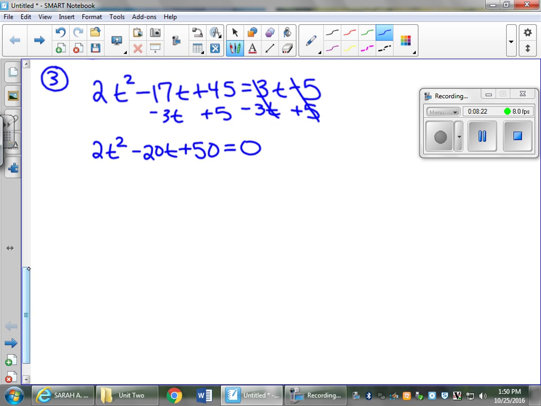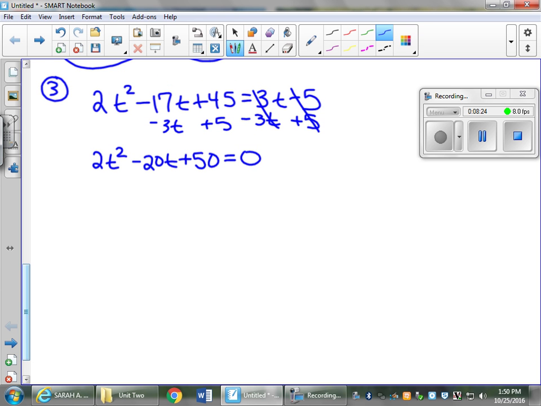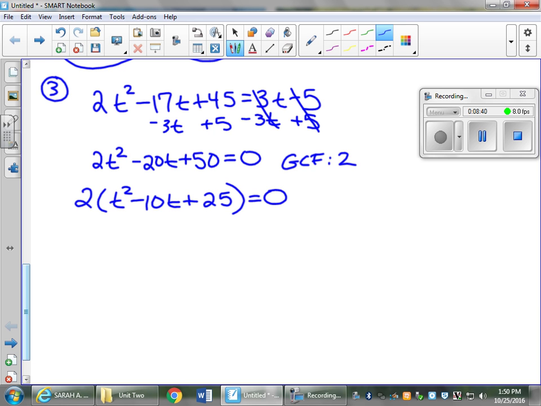I can go ahead and start guessing and checking, but if you look at this problem, there is a GCF first of 2, so I'm going to factor that out, dividing all of my terms by 2. And then I'm going to factor this trinomial. You could do guessing and checking, or you might recognize that this is one of the shortcuts. It's a perfect square trinomial.